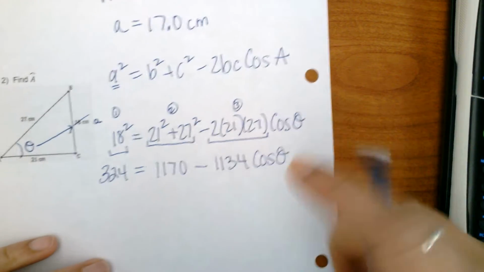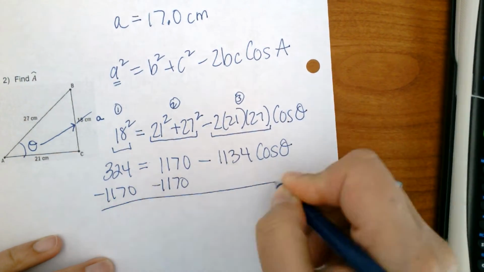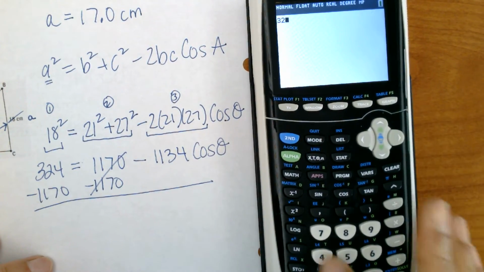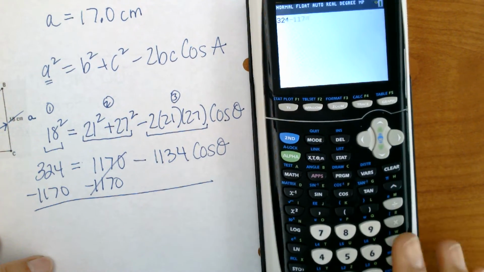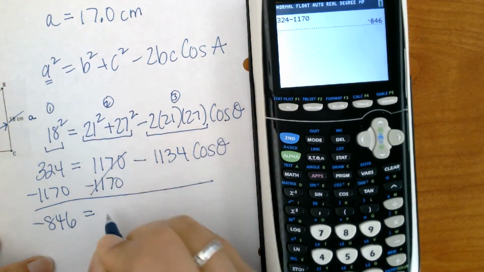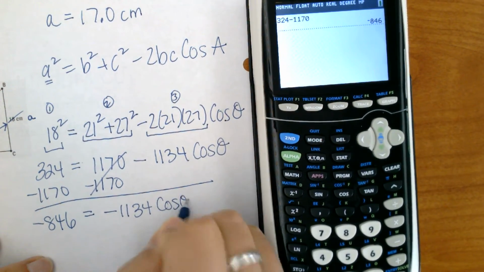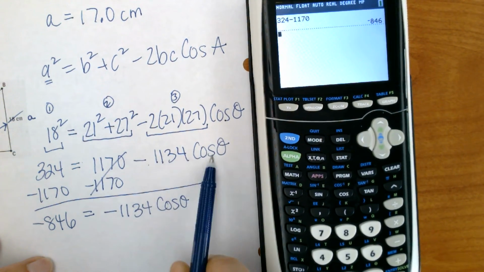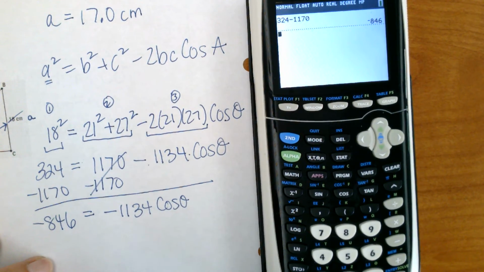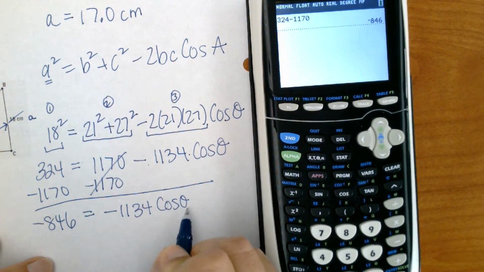So pretend that's a variable. What would you do first? Right, you would subtract this. So just like you're solving a two-step equation. So 324 minus 1170, negative 846. It's okay with the negatives. We're actually going to be learning about negatives and angles and all of that. I'm going to bring down my negative 1134, and now this is times cosine theta. This number is being multiplied by cosine, it's not C, cosine theta, sorry, buddy.